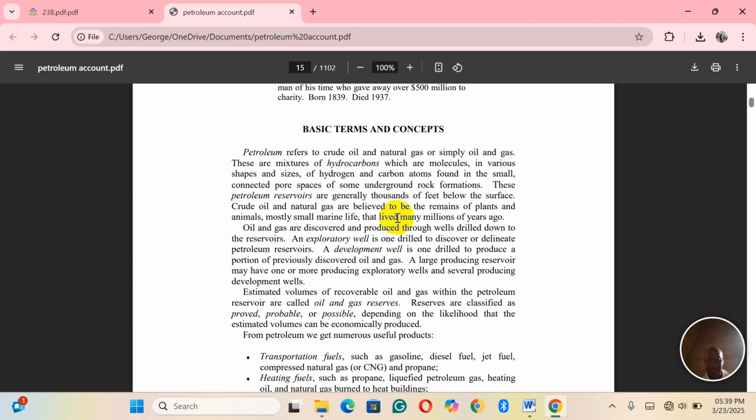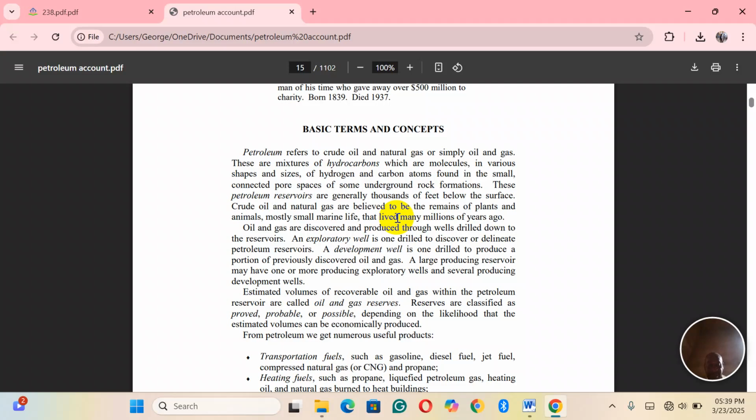Oil and gas are discovered and produced through wells drilling down to the reservoir. An exploratory well is one drilled to discover or delineate a petroleum reservoir. A development well is one drilled to produce a portion of previously discovered oil and gas. A large producing reservoir may have one or more producing exploratory wells and several producing development wells.